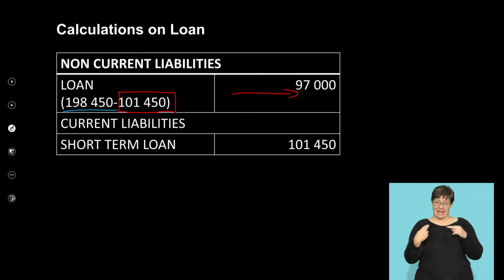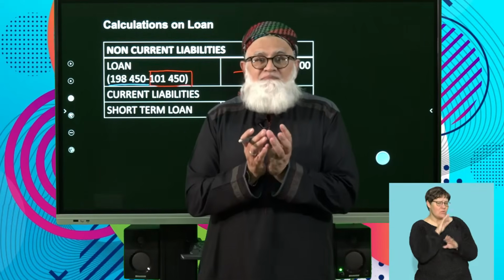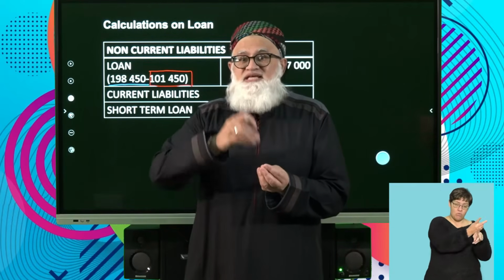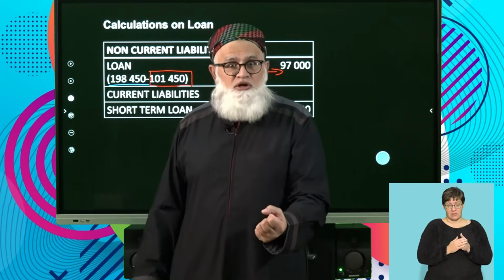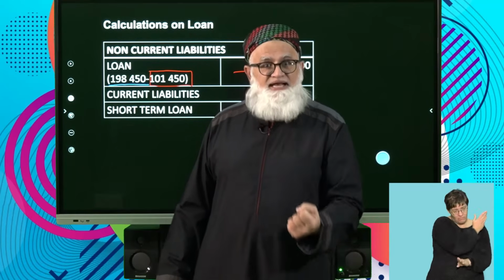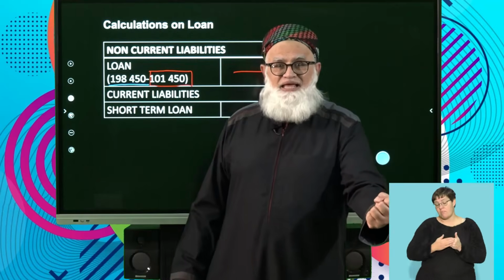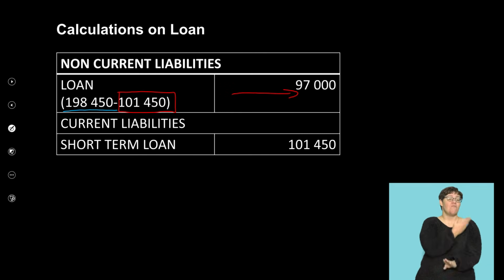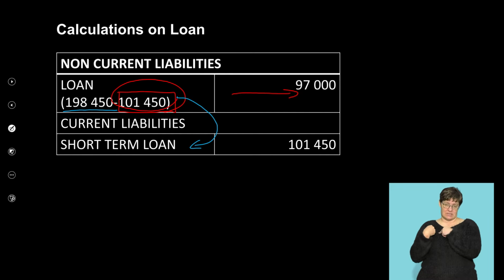current liability. Now, the moment you subtract that from your non-current liability, so in other words, your non-current liability is your loan that has a repayment period of greater than 12 months. The short-term loan must be taken out, and that's exactly what we are doing. We're removing the short-term loan from our non-current liability. How much are we removing? 101,450. And what are we doing to it? We're replacing it under current liabilities, short-term loan, namely 101,450.